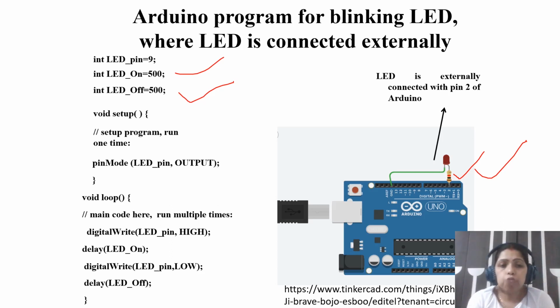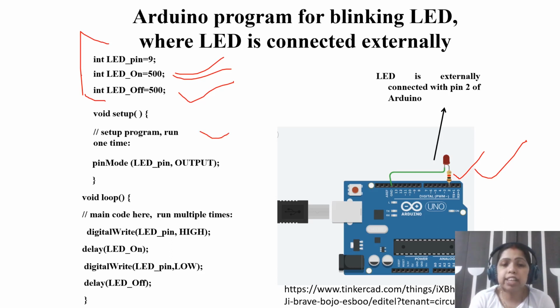So for that I'm using 500. What is the unit of 500, that I will tell now. The 500, I'm storing in one variable, int LED on, and 500 also I'm storing as LED off. The declared data type is int. Now this you can write at the beginning of the code. Now what should we write under the void setup function?